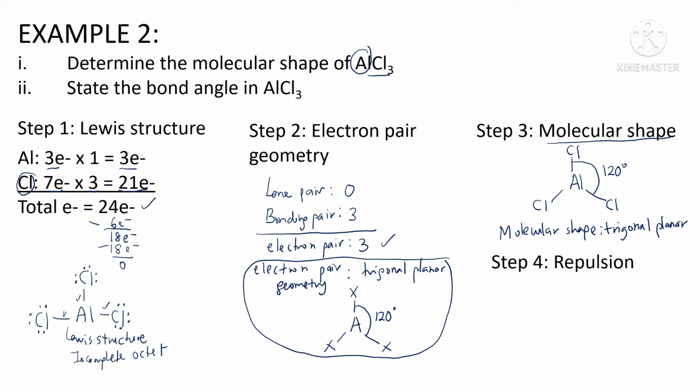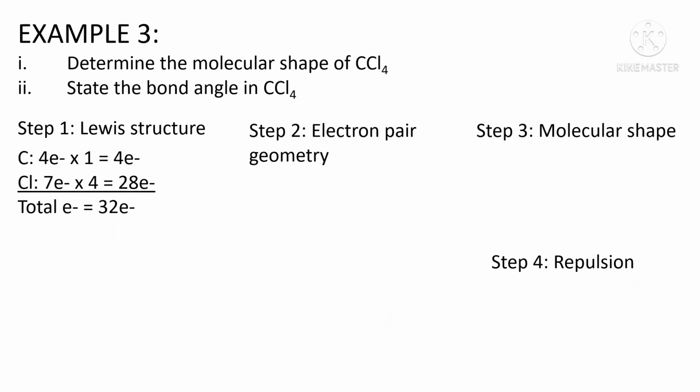And what type of repulsions involved? Only three bonding pairs, therefore only bonding pair repulsions involved, and that three bonding pairs repel each other equally to give the bond angle equal to 120 degrees. In example 3, we look at how to determine the molecular shape of CCl4 and state the bond angle in CCl4. Again, to do this, we need to follow through the 4 steps.